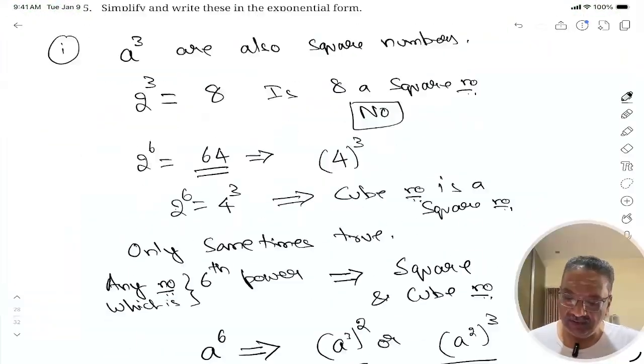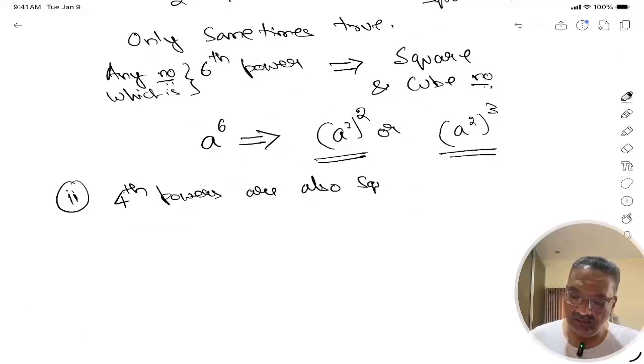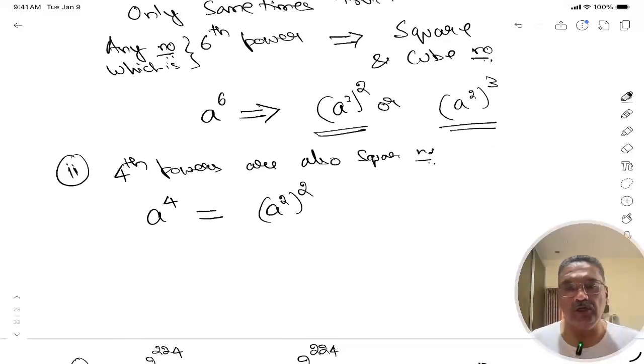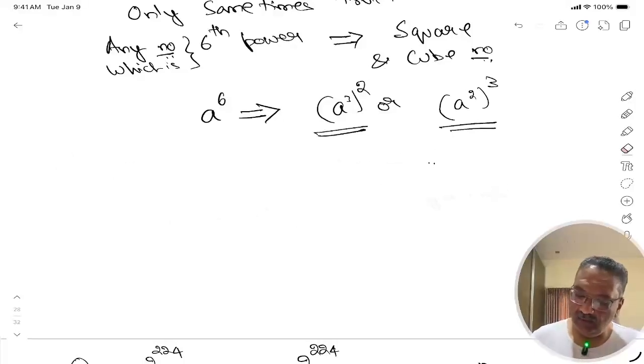Second one, fourth powers are also square numbers. That is, a to the power 4, we can write it as a square to the power of 2. So it will always be true. Any number you take, if you raise it to the power of 4, it will always be a square also. Correct? So always true. This value holds good for all values of a. So the second one is always true.